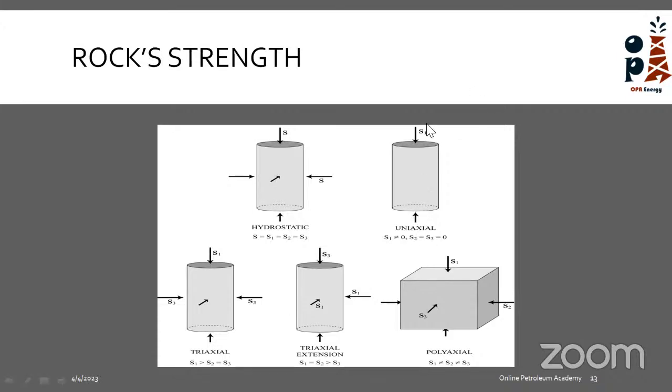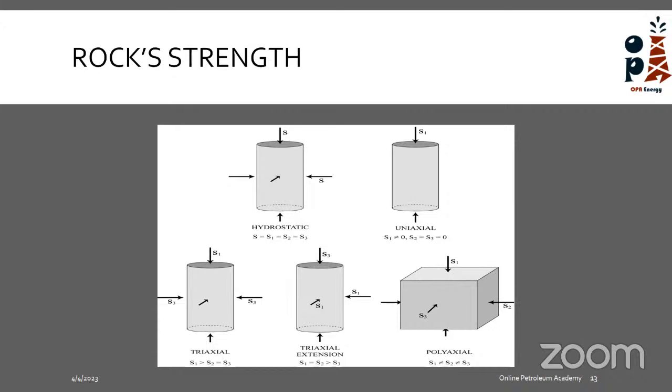As for uniaxial, it is one of the most important tests that we apply. It's called uniaxial compressive stress. It is applied when only axial load or axial stress is applied on the rock and the perpendicular stresses are zero. There is no confining stress applied on the rock. And we keep increasing the axial load until the point of failure of the rock.